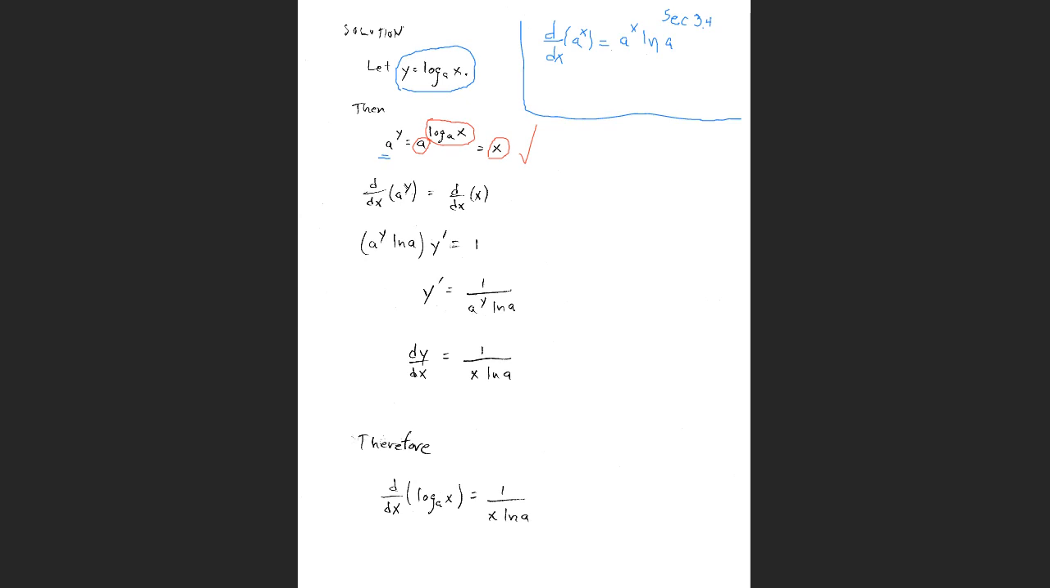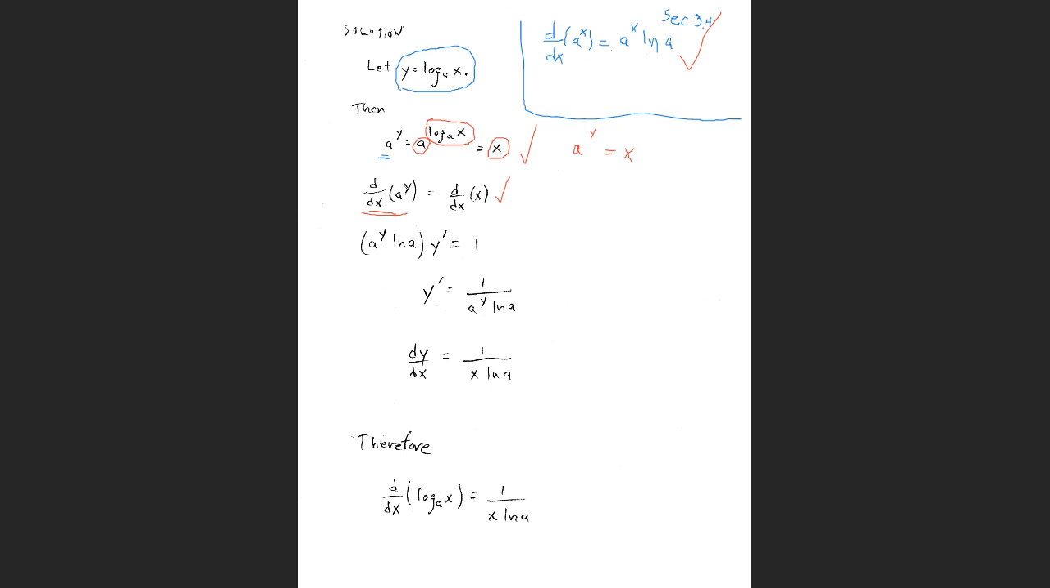All right. Well, we have not used this derivative rule yet from section 3.4, but we're about to. Because what I know now is that a to the yth power would equal x. And so I'm going to differentiate both sides of that equation. That means I differentiate a to the yth power with respect to x on the left, and I differentiate x with respect to x on the right.